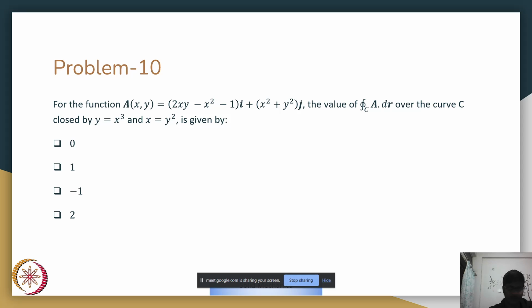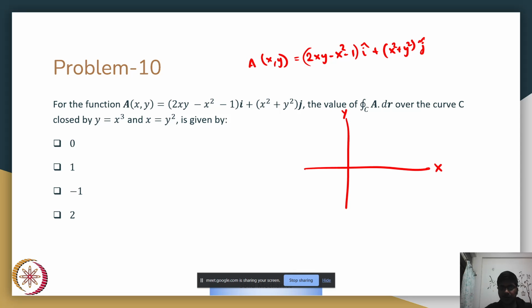And this is the final problem for the day. We are given a vector field A of x, y to be 2xy minus x square minus 1 i hat and x square plus y square j hat. So we are in the 2D plane and we are asked to calculate the line integral of A along the curve c. It's a closed line integral over the curve c, which is closed by these two particular functions.